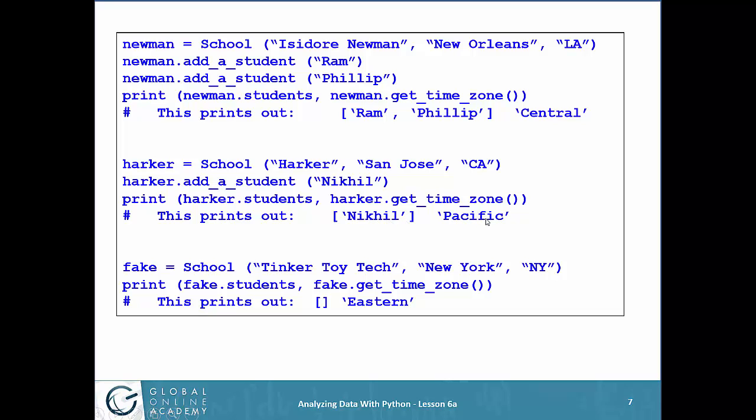for the time zone. And maybe I'll create a third object called Fake. Fake is going to be a school. It's called Tinker Toy Tech in New York, New York. If I am not adding any students, if I print out fake students and fake get time zone, I'll get an empty list for the students because I never added any, but my init routine started out the students as an empty list, and the time zone will be Eastern because New York is in the Eastern time zone. So that's how we use the class that we've created.